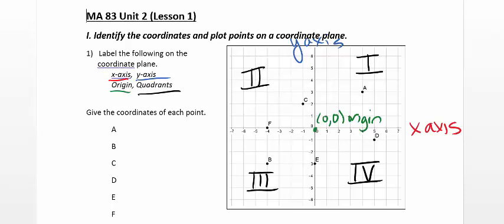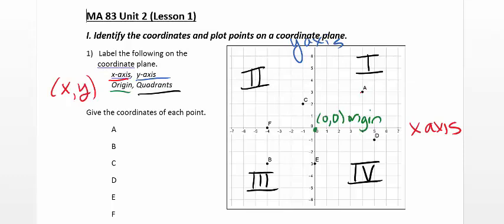Now the first thing we need to be able to do is to be able to give the coordinates of each of these points. Now A is right up here, and whenever we name a coordinate point, it's always going to be the x first and then the y. And we put a comma in between them and we put them in parentheses.